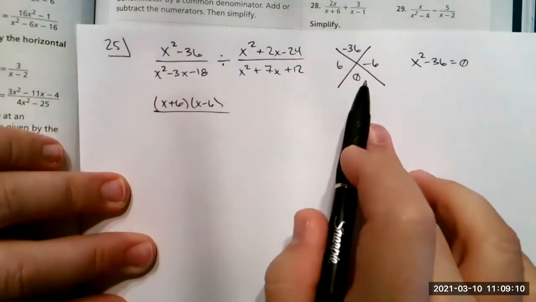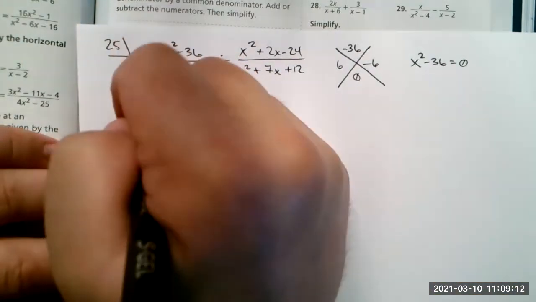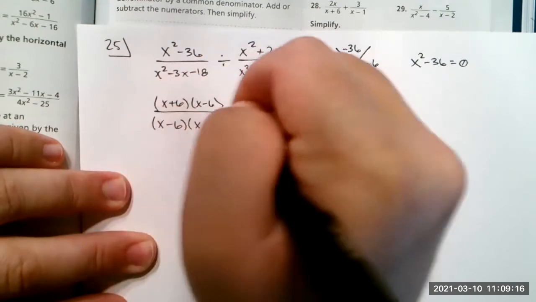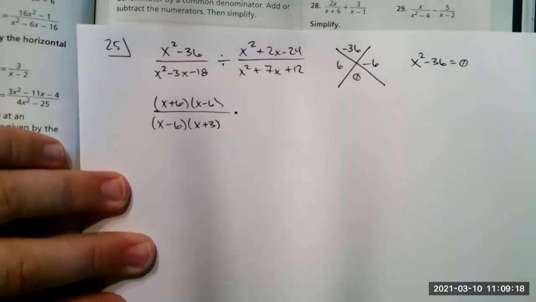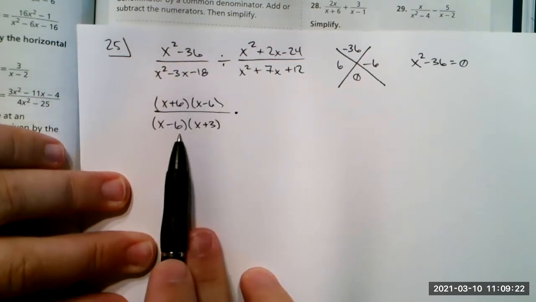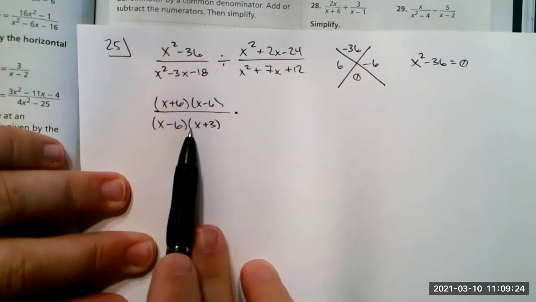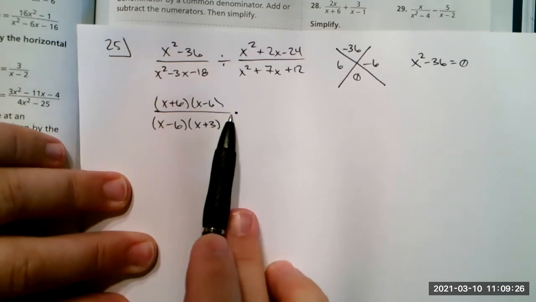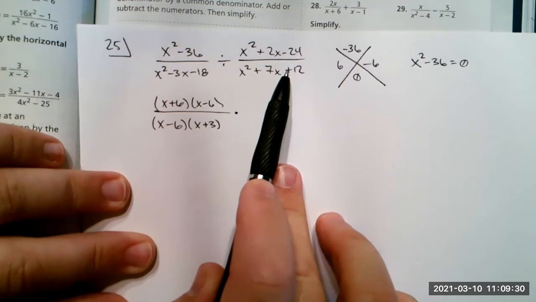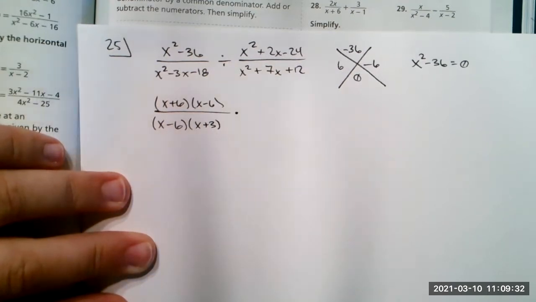My denominator, do the same factoring. I think I'm going to get an x minus 6 and an x plus 3. Here's that part where I'm going to keep, change, rearrange. Keep that fraction the way it is. Top stays up top, bottom stays in the bottom. Change division to multiplication, and now rearrange this. It's called the reciprocal, basically flip it.